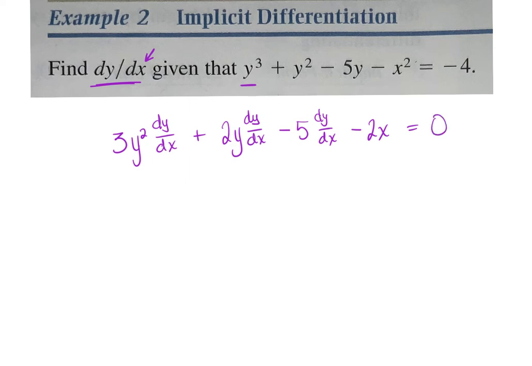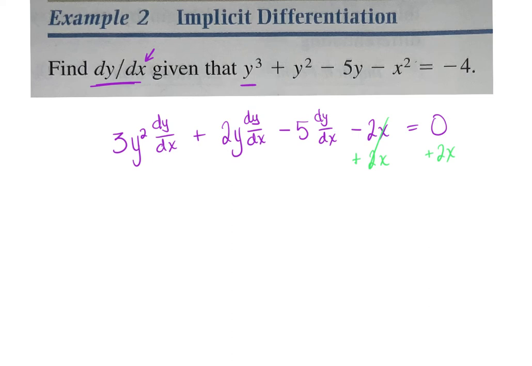So now I need all of my dy dx's on the left-hand side and everything that doesn't have a dy dx on the right-hand side. So I need to move this 2x over first because he does not have a dy dx. So I'm going to move him over.